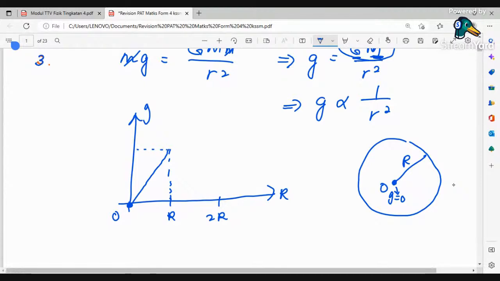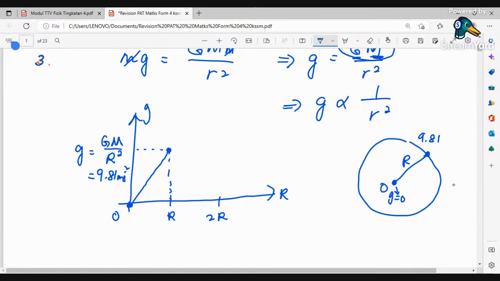And then when reached at the surface of the Earth, the value of g equals G M over r squared. If you calculate here, G multiply mass of Earth divided by radius of the Earth squared, you will get 9.81 meters per second squared. Okay, after that, as the object is at the surface, the value of g is 9.81. So this is the maximum value for gravitational acceleration of the Earth.